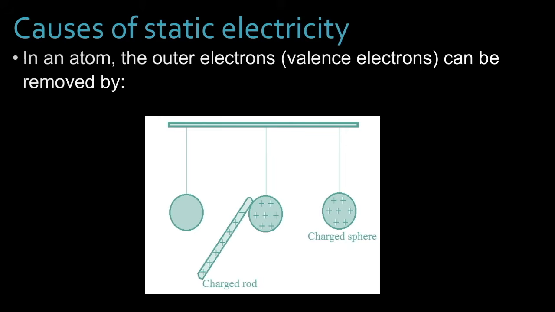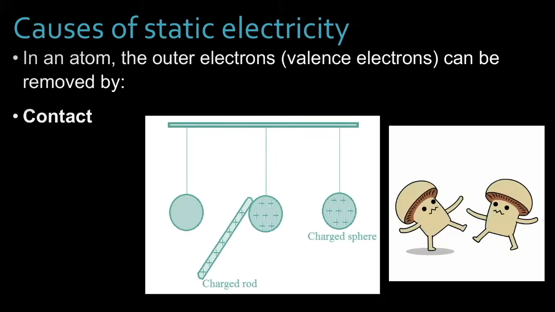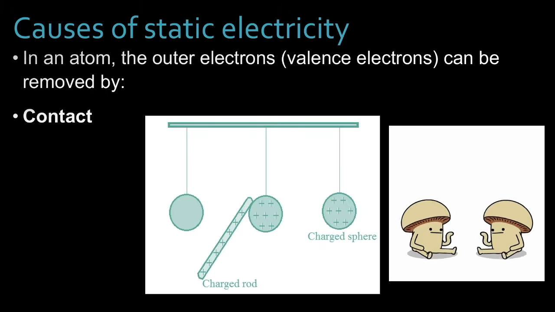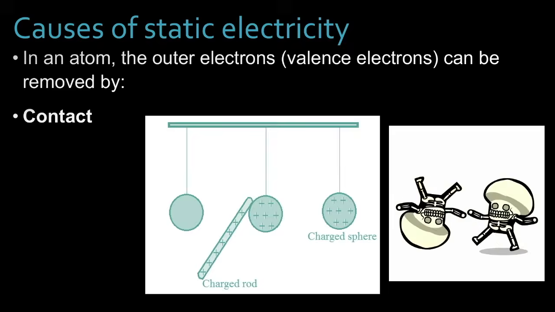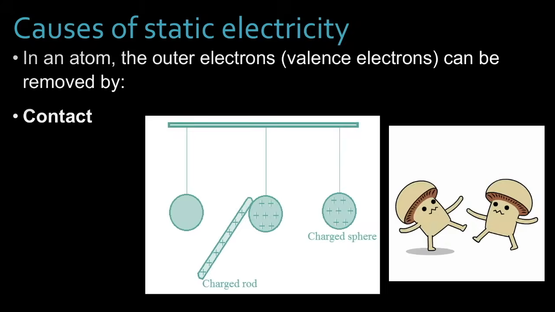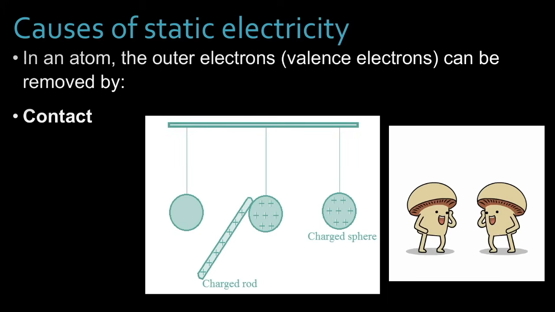The second way that we can cause or create static electricity is through contact. This is when a charged object will touch a neutral object and transfer some of the charges to that object. In this scenario, the charges will be shared between the two objects that are touching.